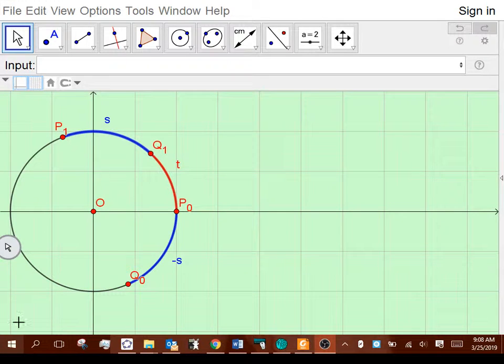I want to go through the proof of the cosine sum and difference formulas, okay? And once we get the sum formula, it's really easy to find the difference formula. And then I want to go through some examples.